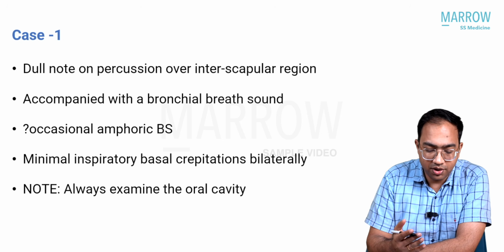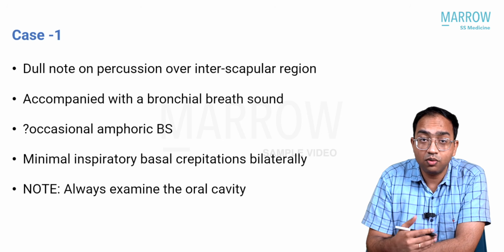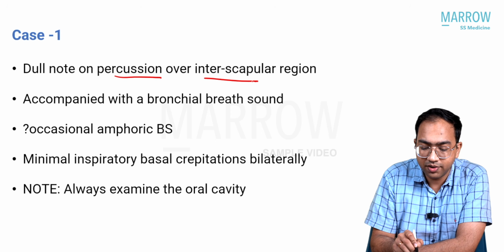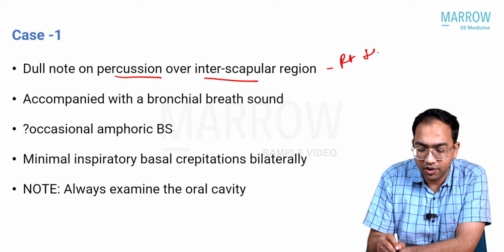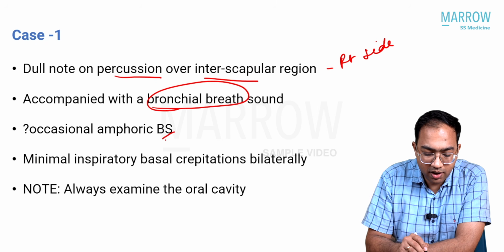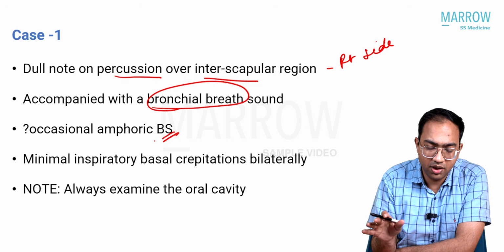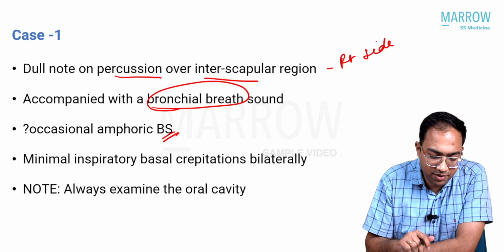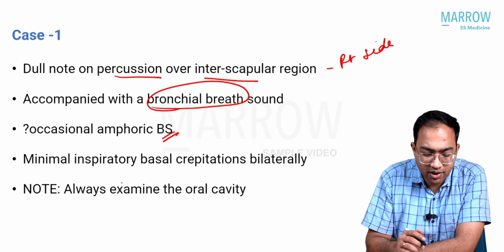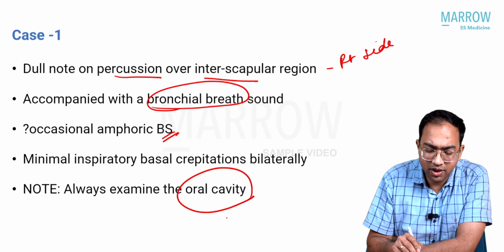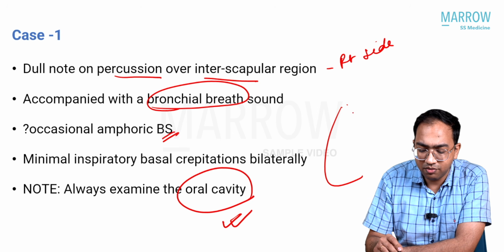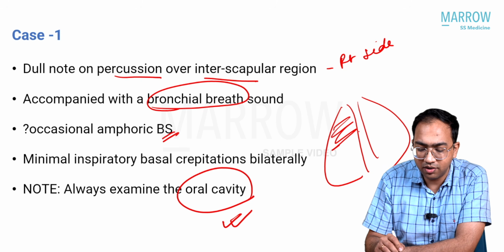Now, on examination, now that we are doing a systemic local examination, you can see a dull note on percussion over interscapular region on the right side, accompanied by bronchial breath sounds, query amphoric breath sounds. So there's a bronchial breathing and there's an additional characteristic of amphoric breath sounds. There's minimal inspiratory basal crepitations bilaterally, and we examined the oral cavity, which was not looking great. So maybe we are thinking of something in this region.